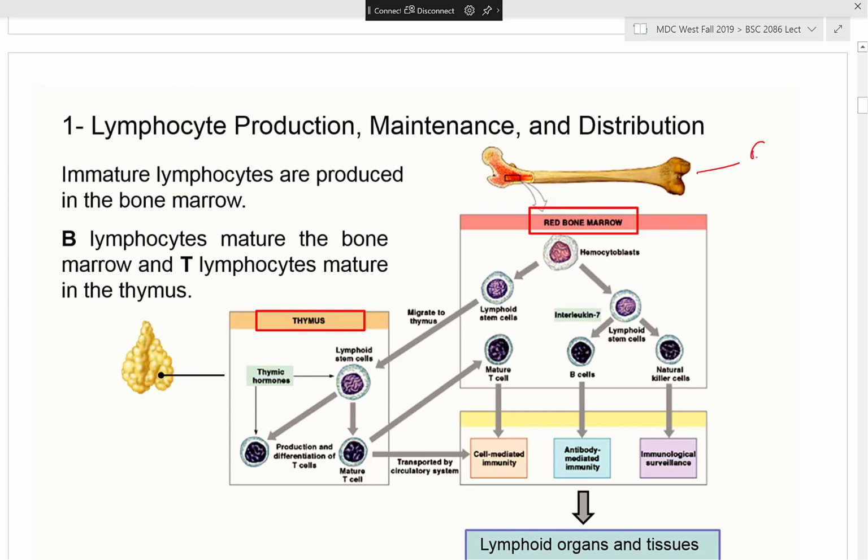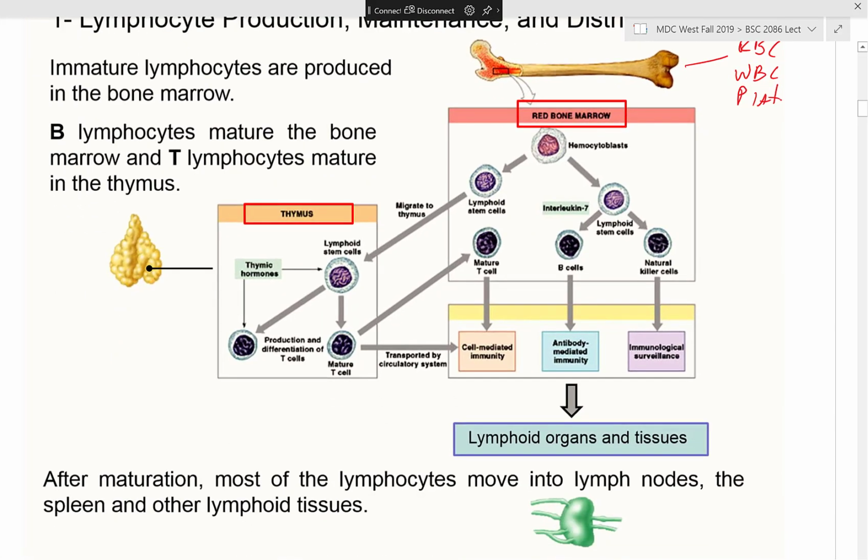Red bone marrow creates your reds, your whites, and your platelets. Remember that we talked about that, right? So red blood cells, white blood cells, and platelets. That's what's going to be created there. And you can actually see it.